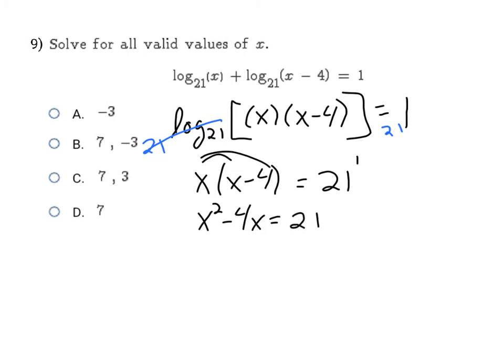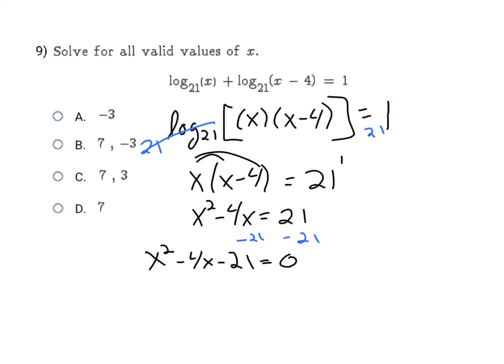Well, now it's a quadratic, so I'm going to have to get everything on one side and set it equal to 0. So I'm going to subtract 21 from both sides. On the left side, there's nothing to combine it with, no like terms, so I'm just going to have x squared minus 4x minus 21 equals 0. And so now you can use graphing, quadratic formula, completing the square, or any of those ways we know to solve quadratics to solve this.